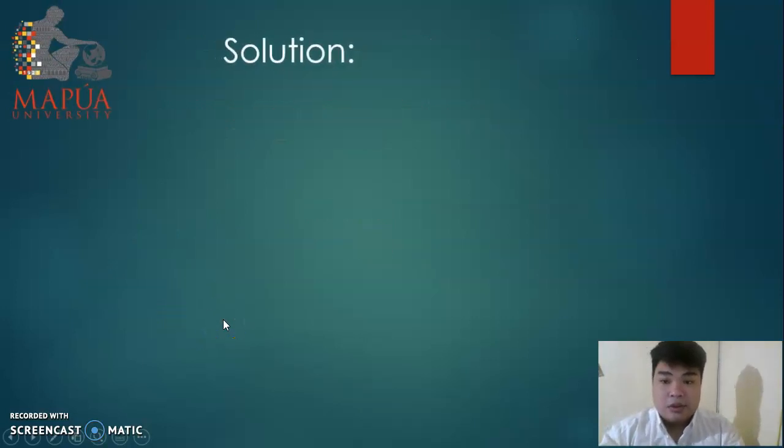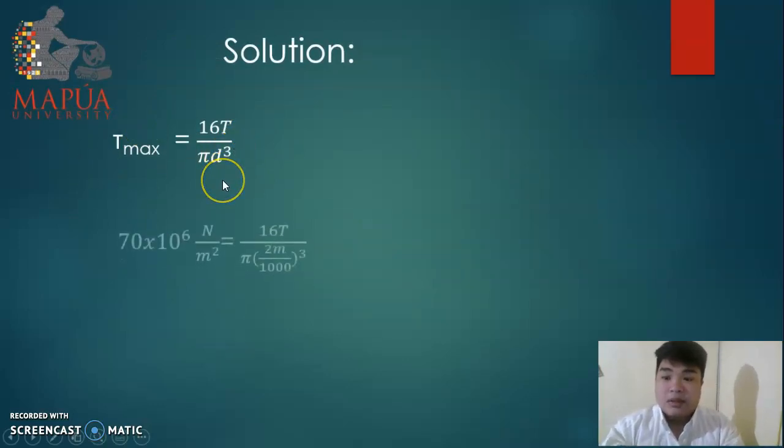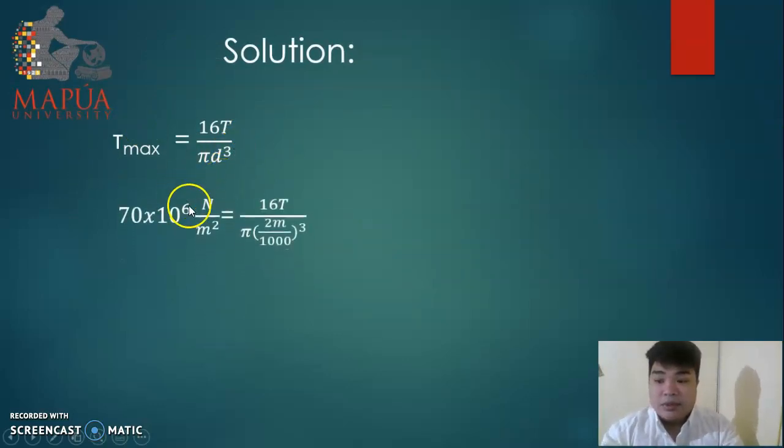So the solution, we use the formula of T max. 70 times 10 raised to 6 is equal to 16T over pi times 2 mm divided by 1000 raised to 3. So we'll get T as 0.11.